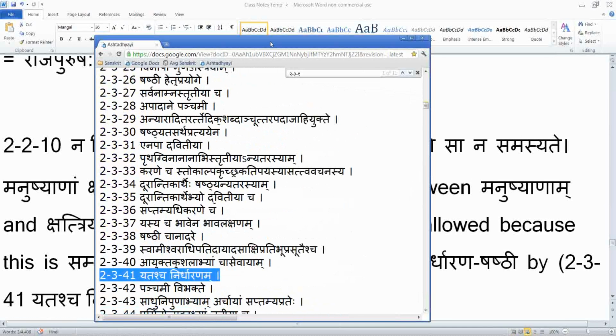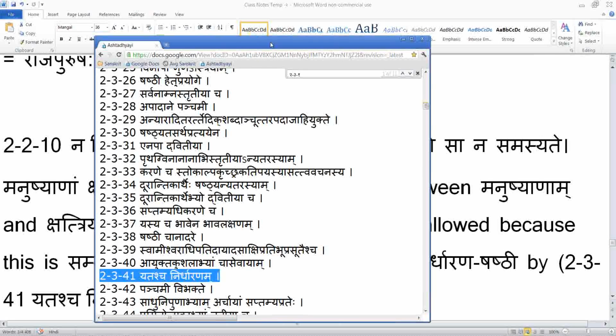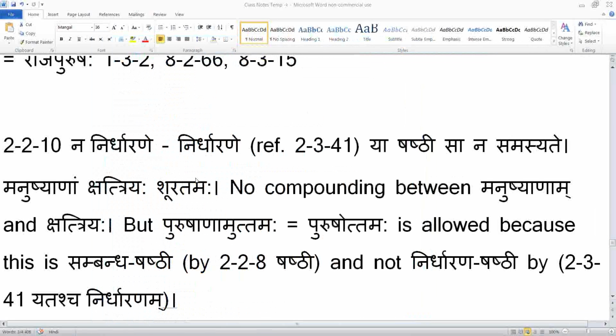Basically, when you single out an item from a group for some quality that it has, that's called nirdharanam. Nirdharanam means you identify a special element from the group, due to something special that it has. So it is called taking an item from a group. So here we have manushyanam kshatriyaha shuratamaha. Among men, the kshatriya is the bravest among men.